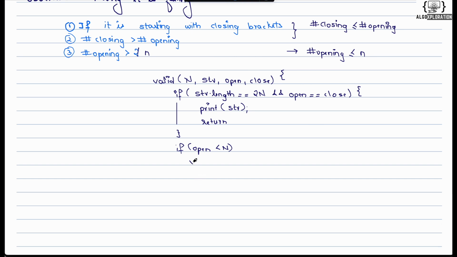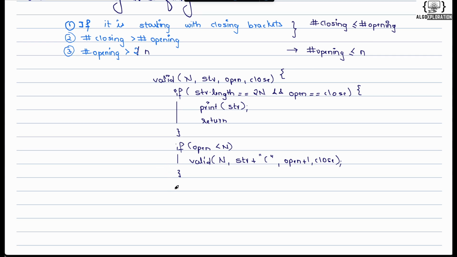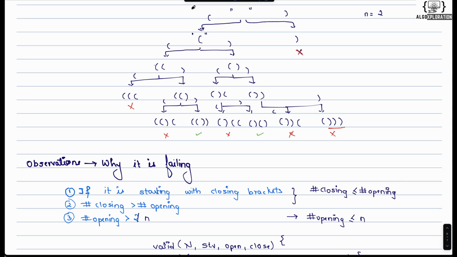So again I will be calling the valid function in which n will be the same. Str, I will append it, so I have appended one opening bracket. Since I'm appending one opening bracket, this will be open plus 1 and closing will be as it is. So this is the first one. And you might say that we will be doing else. No, see, since we are generating one by one, at every step we are giving a chance to adding the opening brackets, and after that also we are going to explore the closing one as well.